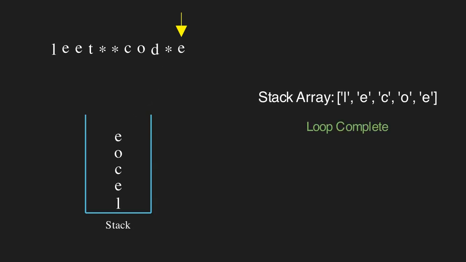Since it is a regular letter, we apply the storage rule one last time. We execute a push operation, appending E. The final intermediate stack state is L, E, C, O, E. We have finished iterating. We have successfully processed all characters.